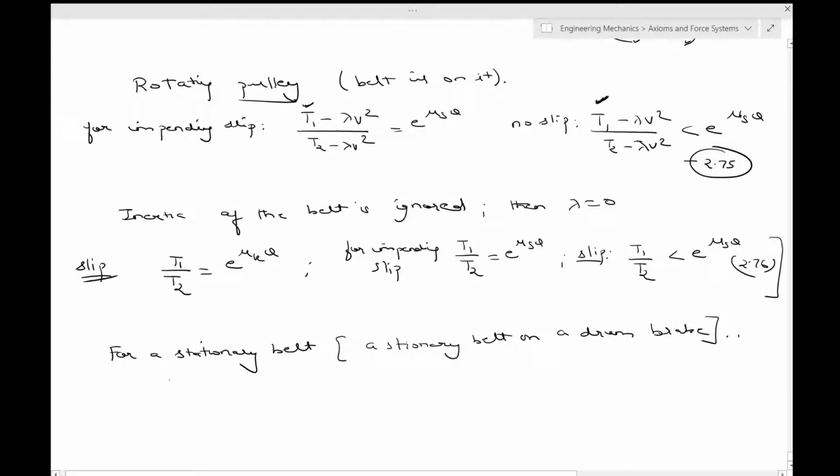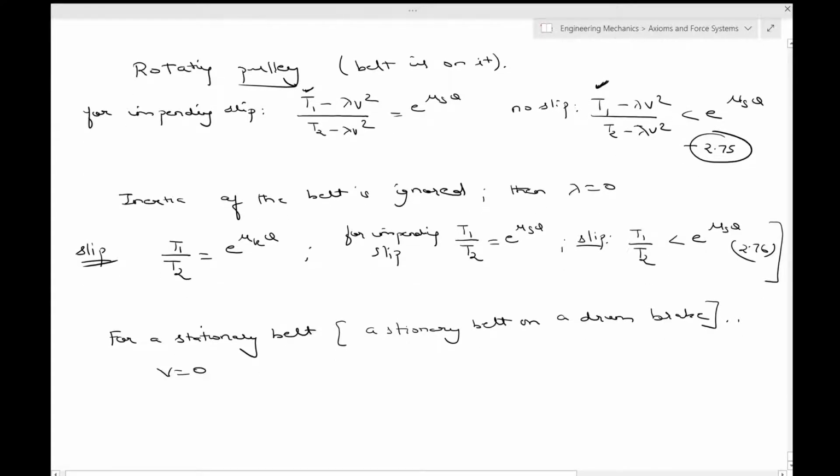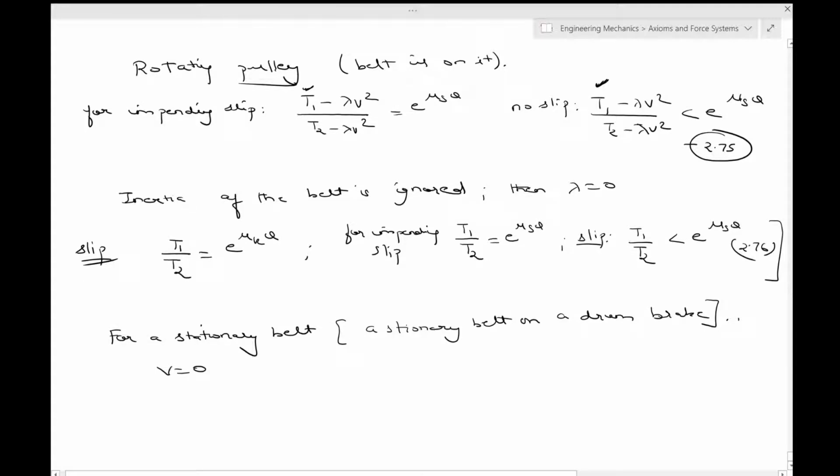In this case, the speed will be equal to 0, and the conditions will be the same as this one, because either you make lambda equal to 0 or v equal to 0, these terms become 0. So same conditions as above.